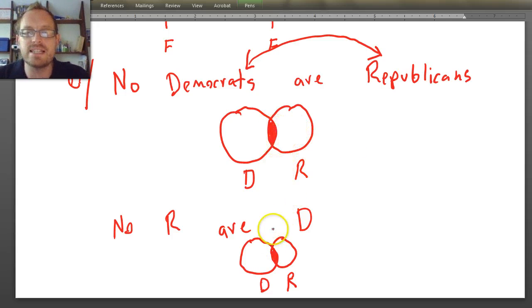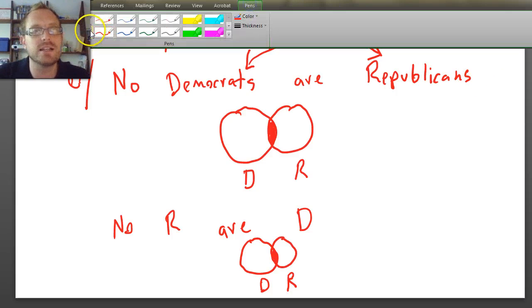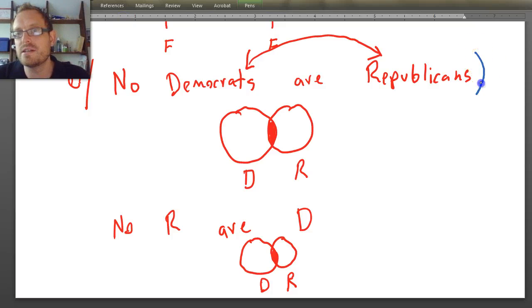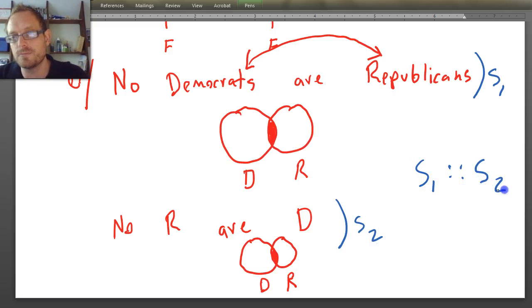And so since the Venn diagram is identical, what we see here is that no Democrats are Republicans and no Republicans are Democrats. Both of these statements are logically equivalent, right? So if we called this, let me change the color, statement 1 and we called this statement 2, what we see here is that statement 1 is logically equivalent to statement 2. Okay? So this is just to give you an example here.